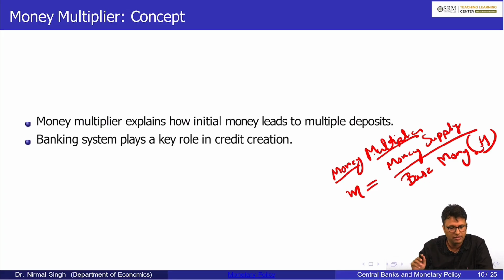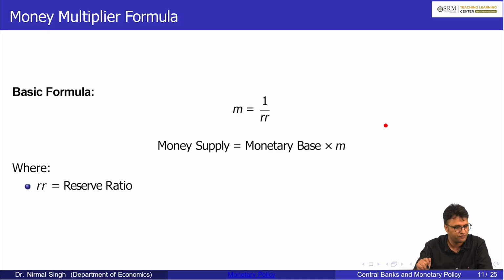Okay, so money multiplier explains how initial money leads to multiple deposits. So the banking system plays a key role in credit creation. So here comes the role of banks, commercial banks, who engage in accepting deposits and granting credit further, so that creates the money supply in the economy. So this is the basic formula for calculating the money supply.